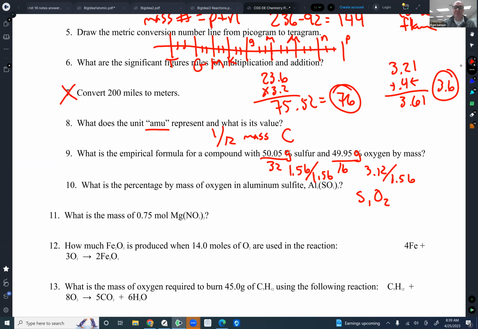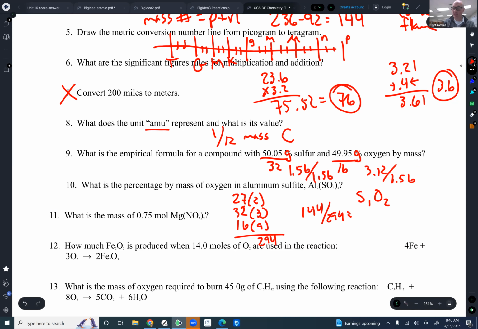All right, percentage by mass of these. Aluminum weighs 27. Sulfur, there are 3 of them, weighs 32. And the oxygen, there are 9 of those. So we add up that total weight, 54 plus 32 times 3 plus 16 times 9. And we get a total of 294. But the question is percentage of oxygen. So 16 times 9 divided by 294, and you get 49%. So that'd be 144 divided by 294, and you get 49% oxygen.